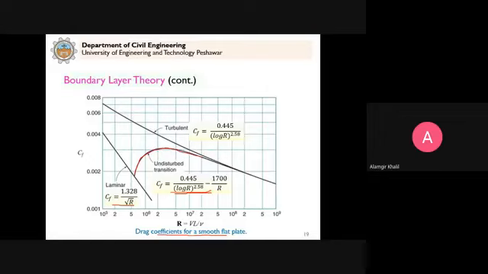And for the turbulent regime, we have this equation that we just discussed. You can see this is the comparison of the three regimes, the friction coefficient with respect to the Reynolds number.